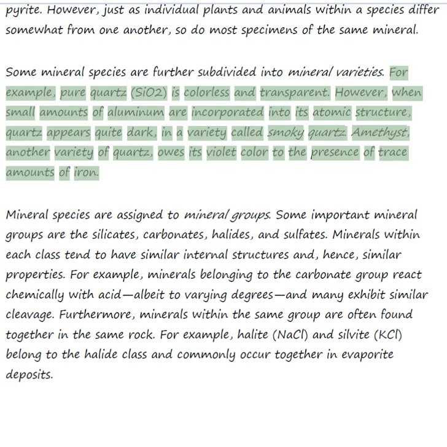For example, pure quartz is colorless and transparent. However, when small amounts of aluminum are incorporated into its atomic structure, quartz appears quite dark, in a variety called smoky quartz. Amethyst, another variety of quartz, owes its violet color to the presence of trace amounts of iron.